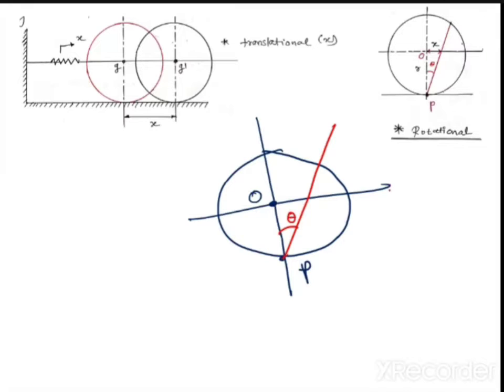Where is the x? This is nothing but the x. So the pulley will displace by theta, in which direction? Clockwise direction. It will displace like this, theta in the clockwise direction. Okay. Now, very, very important to understand that this distance is r.